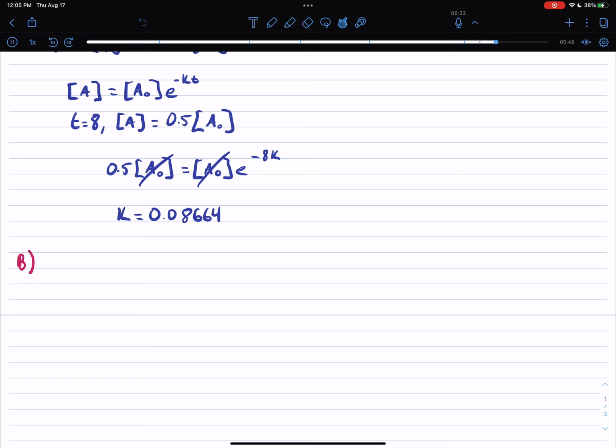So we can just plug and chug here, say 0.1, so 10% times A naught is equal to A naught times e to the negative 0.08664 times T. And here, all you got to do is move some stuff around and solve for T. And the answer here is going to be T is equal to 26.58 seconds.